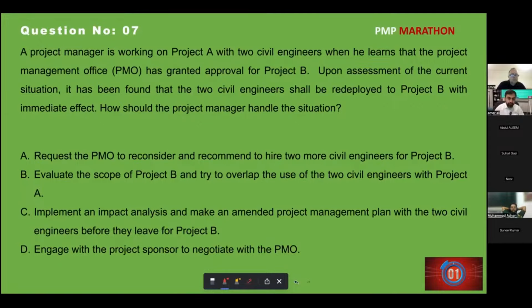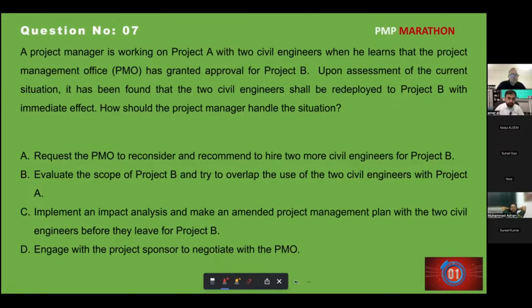Sir, C. Explain. How did you use the elimination technique? Actually, sir, I used the elimination technique, but I'm not sure. So, how should the project manager handle the situation?